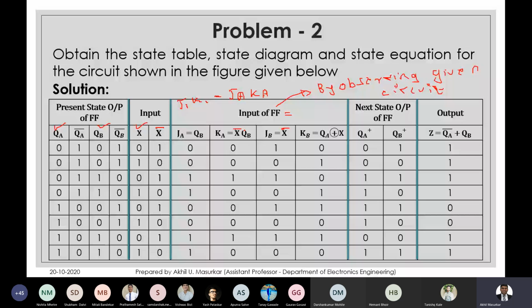So again, I'll repeat the question. In the problem number 1, we had just DA and DB instead of JA, KA and JB, KB. And from the excitation table of the D flip-flop, we saw that QA plus is equal to DA, QB plus was equal to DB. So with that same analogy, can you write QA plus and QB plus? That is the first question. Is it possible or not? And my second question is, if not, then what is the alternative approach?